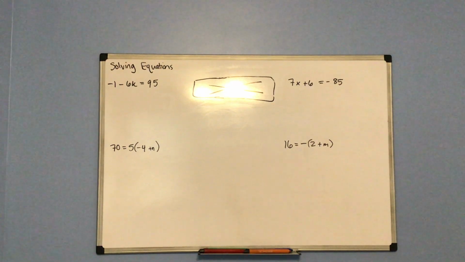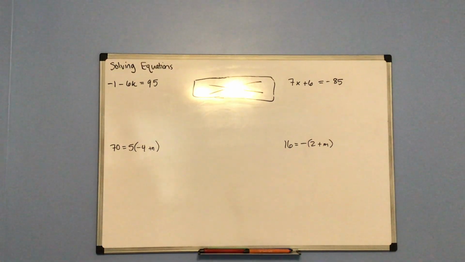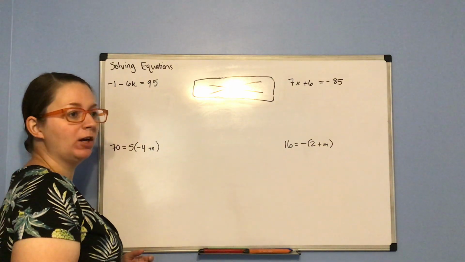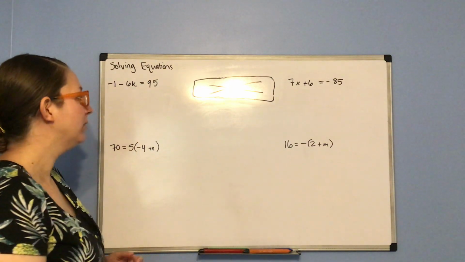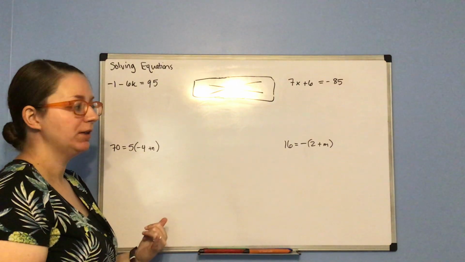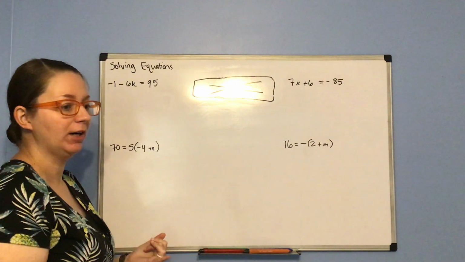Hey there. Today we are going to be looking at solving equations. When we solve equations, our goal is to get x or n or whatever variable is completely by itself. The way that we get x or n or whatever variable we're dealing with completely by itself is we use inverse operations or opposite operations to undo whatever is happening to our variable.